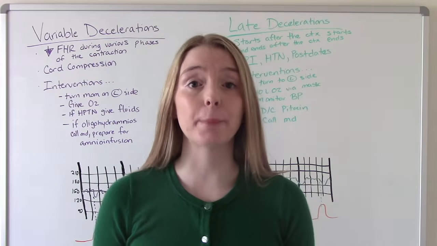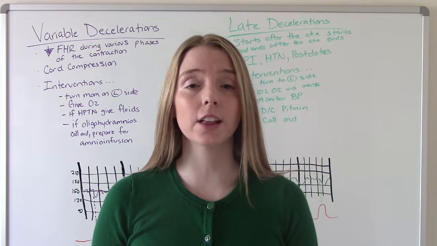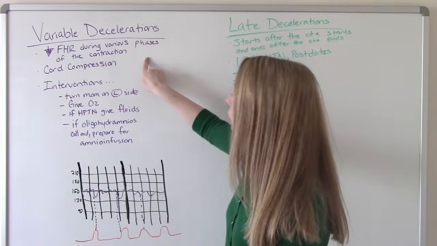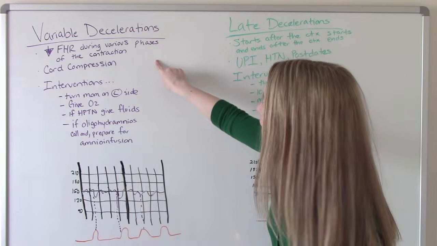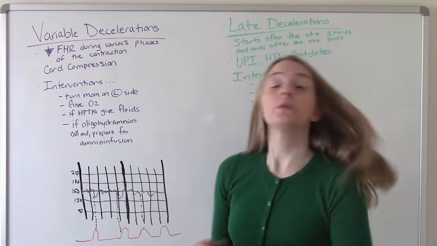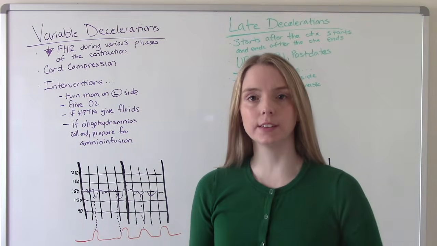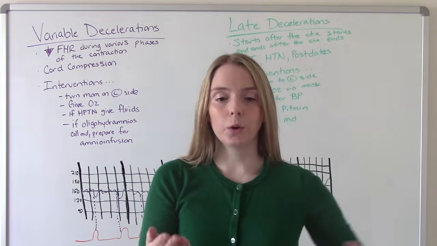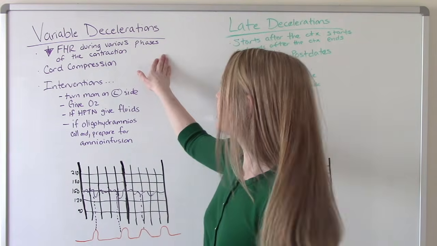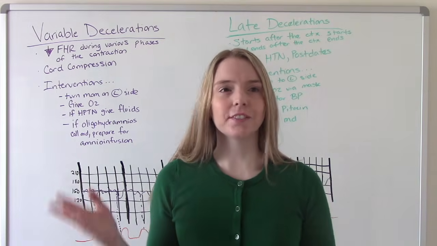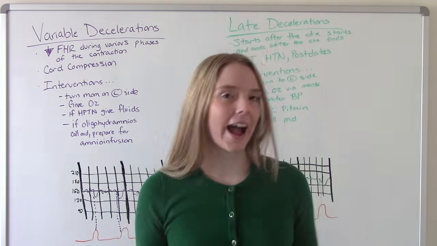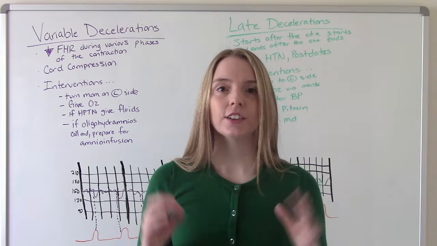So let's talk about the bad guys. We have variable decelerations and late decelerations. Variables are when there's a decrease in fetal heart rate during various phases of the contraction. So remember, our earlies, our good ones, the ones that made sense, they went down when the contraction went up. They mirrored each other. Those made sense. Variables, they vary. They kind of just go whenever they want. Kind of all over the place. There's no real pattern to them. They're kind of crazy. So that's variables.